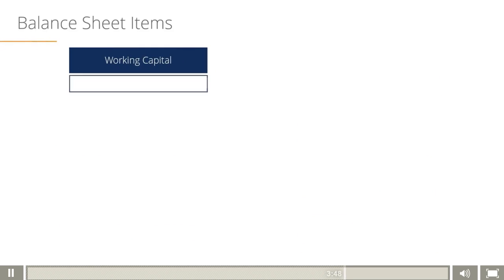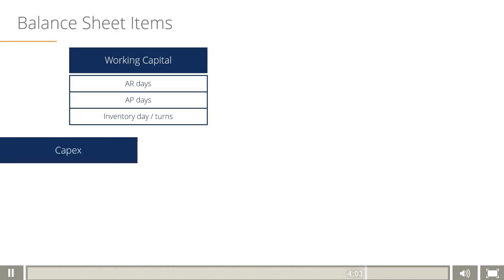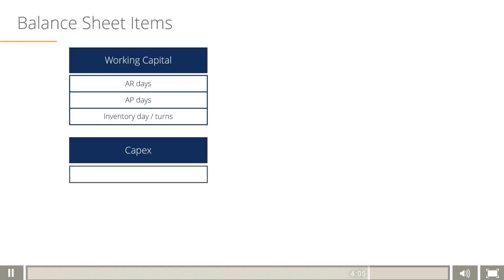We're going to lay out assumptions for balance sheet items. We need to know what our working capital assumptions are, and that includes the average accounts receivable days, accounts payable days, and average days of inventory or inventory turns. We'll need to know what capital expenditures are going to be, as they most commonly would relate to technology and equipment in the case of an e-commerce business.